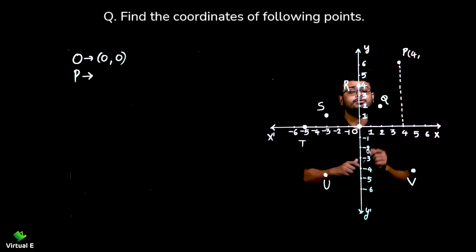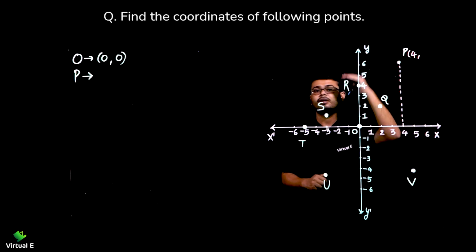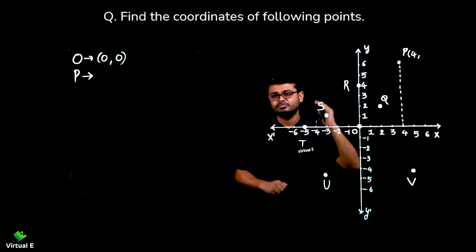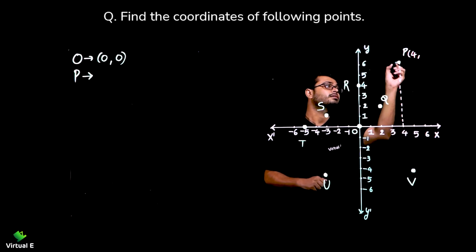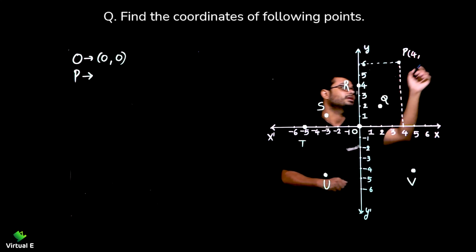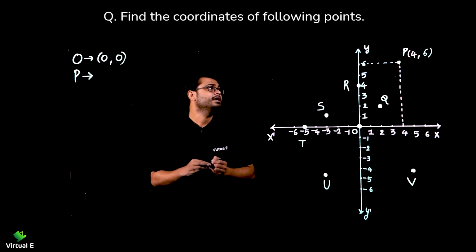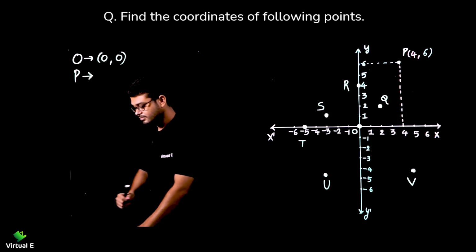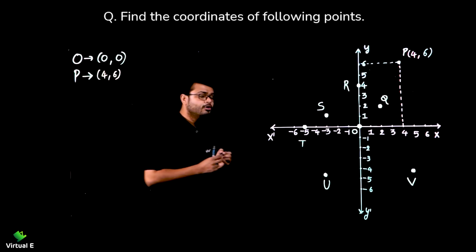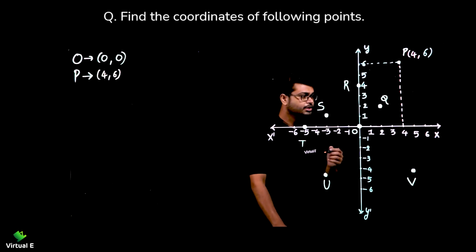Then about the y coordinate, how far above it is, how much far it has gone in the upper direction or lower direction. Now if we talk specifically about P, it has moved up. So I think it is 6, almost 6, no worries. So 6 it is. So the coordinates of point P are 4, 6. So let's write here 4, 6. I hope you are able to understand how I am doing this.